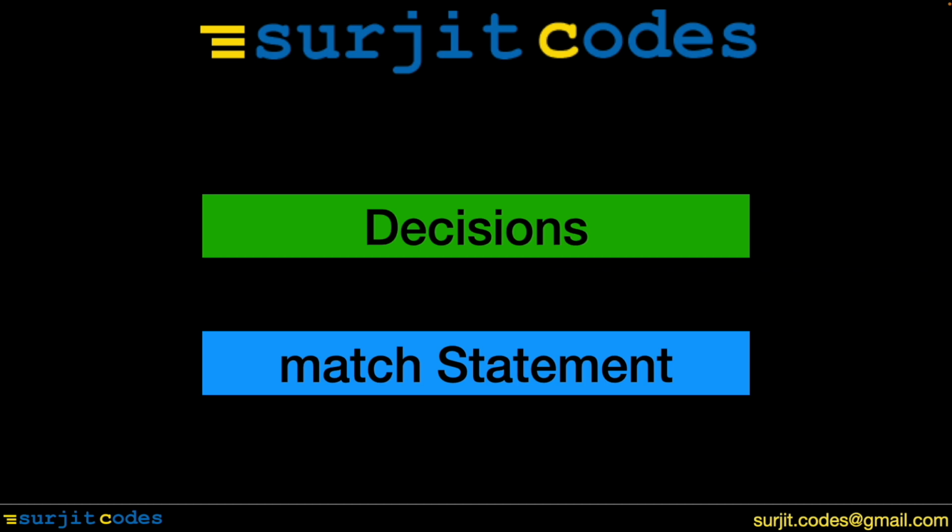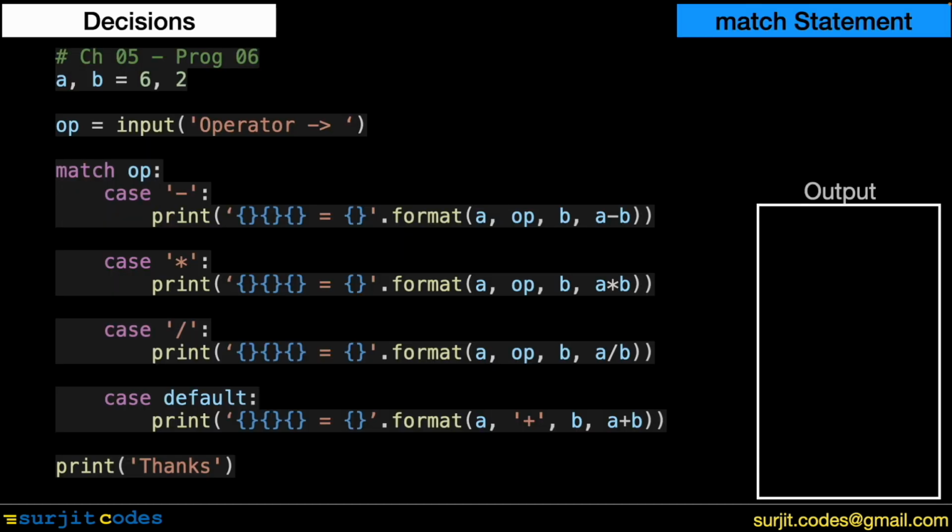Now consider another program. We consider 4 operations, plus, minus, multiply and divide, between 6 and 2. The match statement has been introduced in Python 3.10 onwards. It replaces multiple use of elif blocks, but is not available in older versions of Python. We input one of the 4 arithmetic operators and press enter.